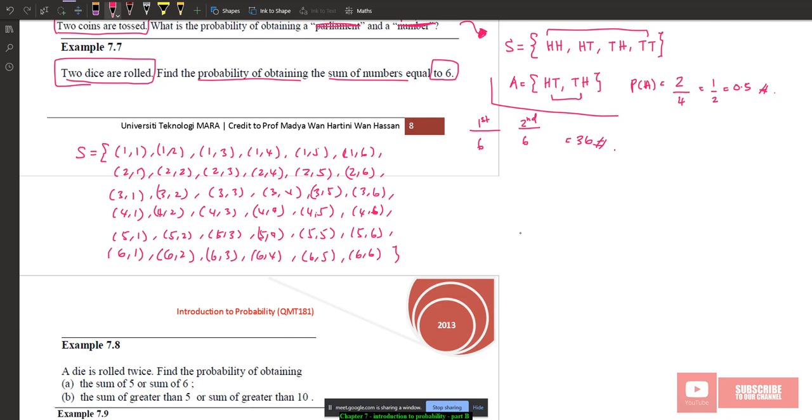So now we want to find the sum of numbers equal to 6. The sum equal to 6 is this one and this one, and this one, this one, this one. So how many do we have basically? 1, 2, 3, 4, 5. Are there any more?